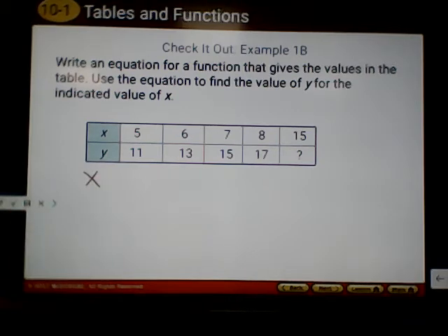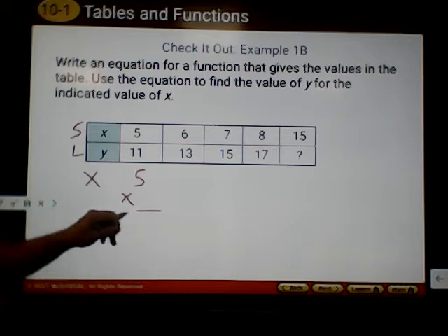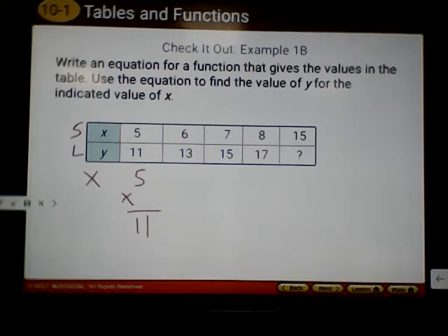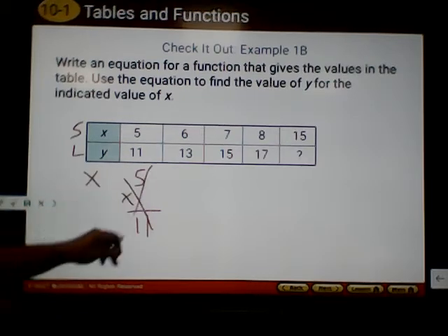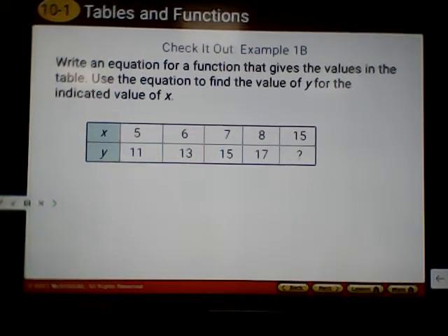Now we only have one operation to worry about, smaller to larger. So 5 times what is 11? Well, does it go in equally? 5 times 2 is 10. 5 times 3 is 15. So multiplication does not work. So now we've eliminated our one operation. So now we know it's going to be 2 operations.